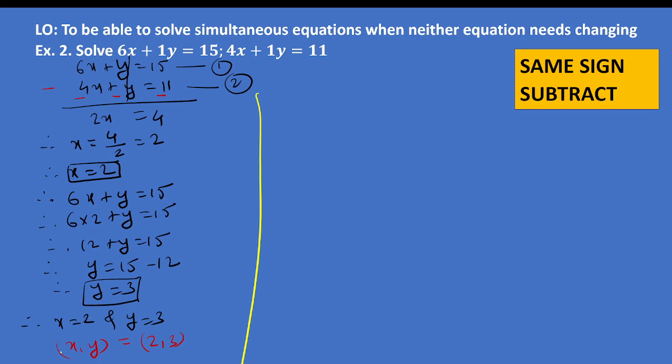Now to verify it, I'm going to check whether x equals to 2 and y equals to 3 or not. So here I'm going to use equation number 2, which is 4x plus y equals to 11. We know that this 11 remains the same throughout the calculation. So 4 into 2 plus 3, this is 8 plus 3, which is 11. Okay, so this 11 is coming out the same, so our answer is correct.